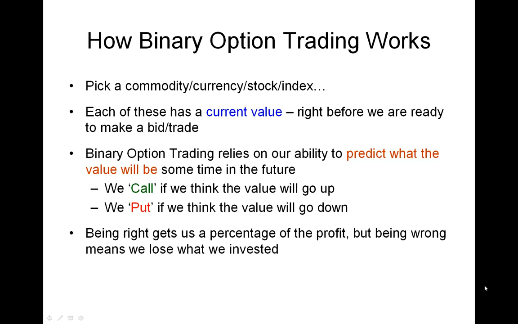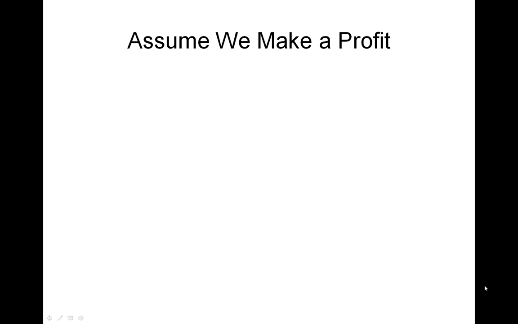So let's start, as we always do, with a quick review of binary option trading. Essentially, we pick a commodity or currency or stock or index, and each of these has a current value at any given point in time, right before we're ready to make our bid or our trade. Binary option trading relies on our ability to predict what that value is going to be sometime in the future. We call if we think that future value is going to go up, and we put if we think that value is going to go down. Being right gets us a percentage of what we put in, but being wrong means we lose all of what we invested.